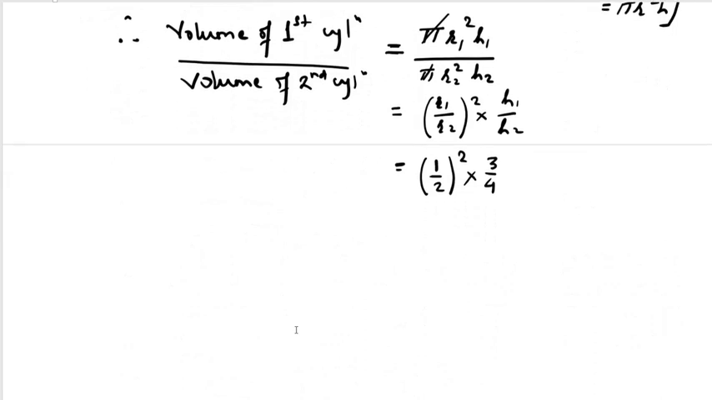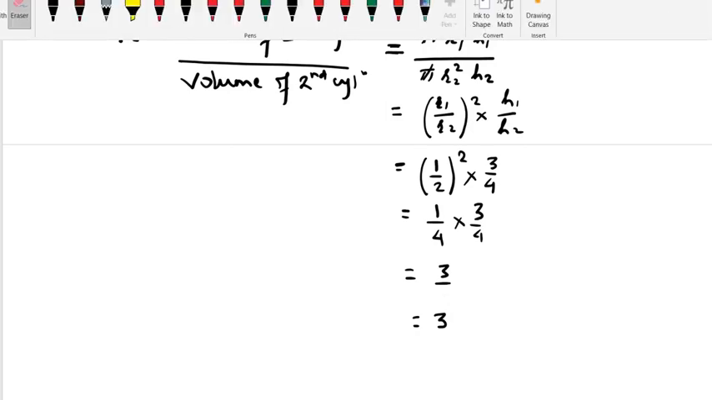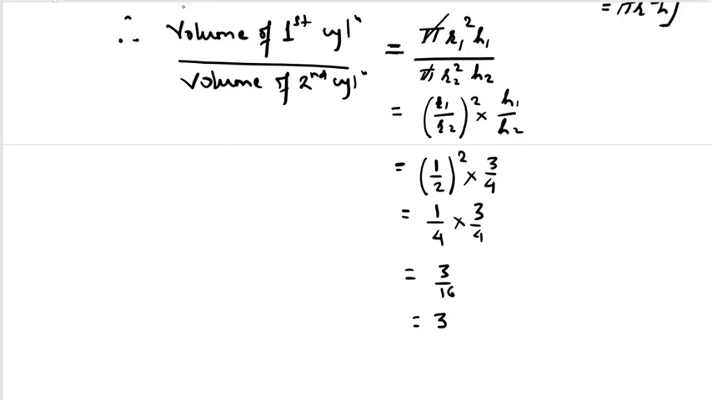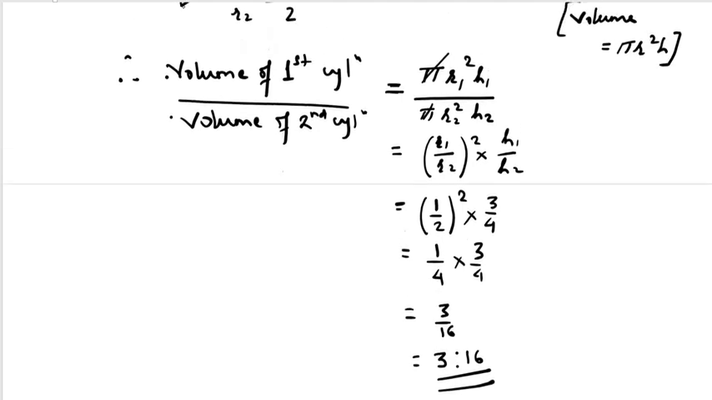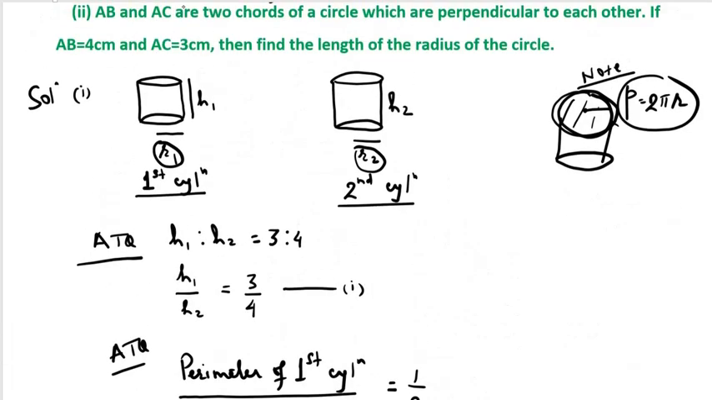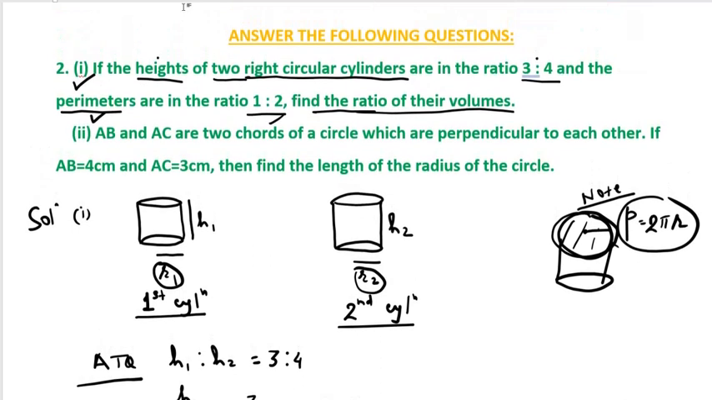Now you square them up. 1 square is 1, 2 square is 4 into 3/4. 1 3s are 3. No, 3 1s are 3, 4 4s are 16. Okay, this is not 4, this is 16. Right, this is 16. So this will be your required ratio between the volumes of the first and the second cylinders. Okay, so that is your question number 2, sub question 1.